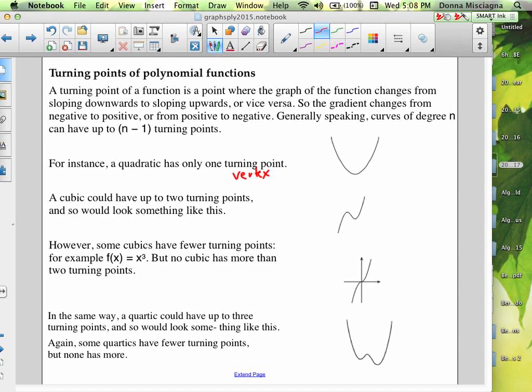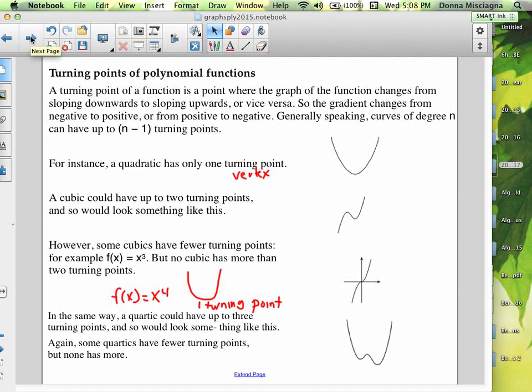In the same way, a quartic could have up to 3 turning points, and so it would look something like the graph on the left there, or the right there. But again, some would have fewer turning points, but none has more. For instance, f of x equals x to the 4th looks something like this. It also has 1 turning point. But if I have more terms than just x to the 4th, it'll look a little bit W-shaped, and I can have up to 3 turning points. Okay? So it depends on how many terms I have with the leading term.